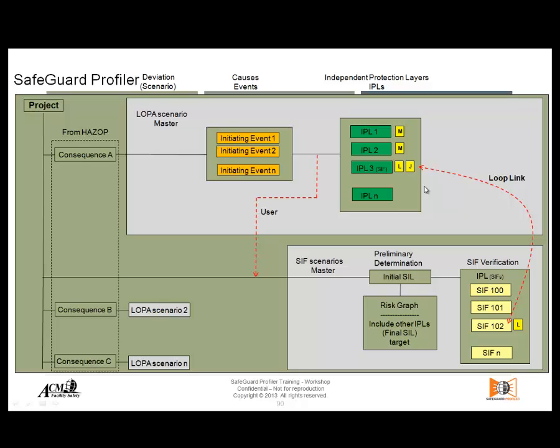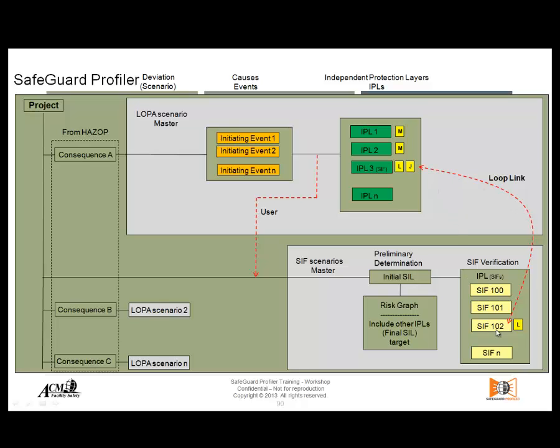So the user here will create a safety instrumented function loop or scenario, again a master, in the case that one was required after the analysis here in this LOPA scenario master. Once this safety instrumented function is created, then later on it can be linked to that specific safeguard. For example, this arrow shows the linking of independent protection layer number 3. It is linked to safety instrumented function 102, which the software links directly.